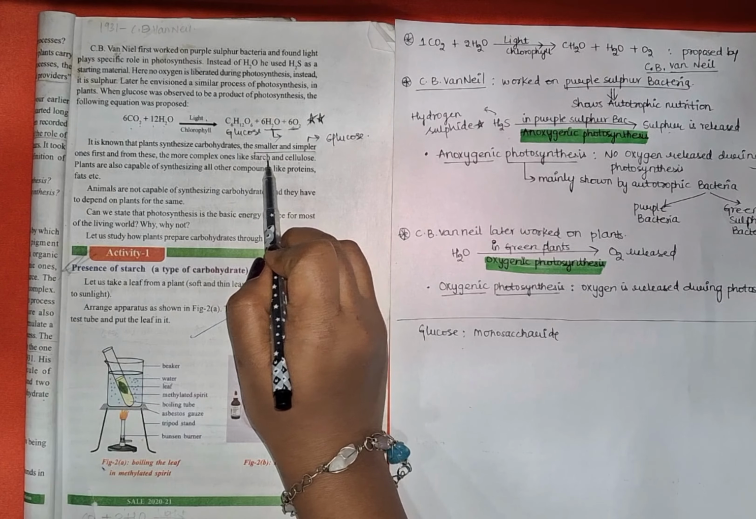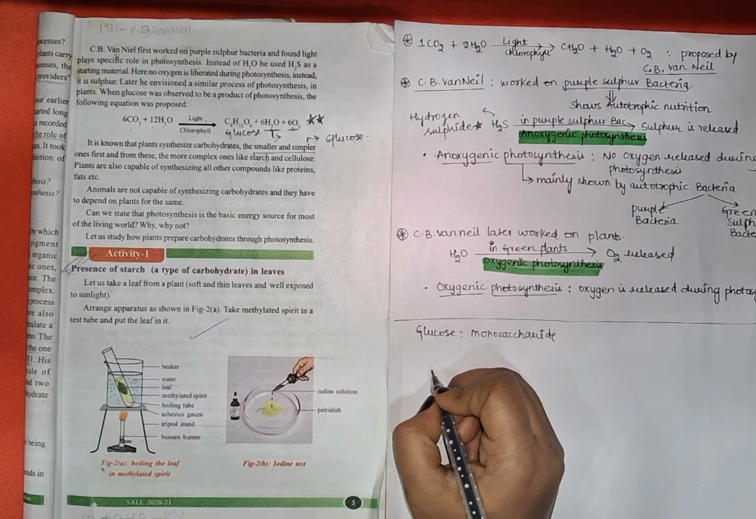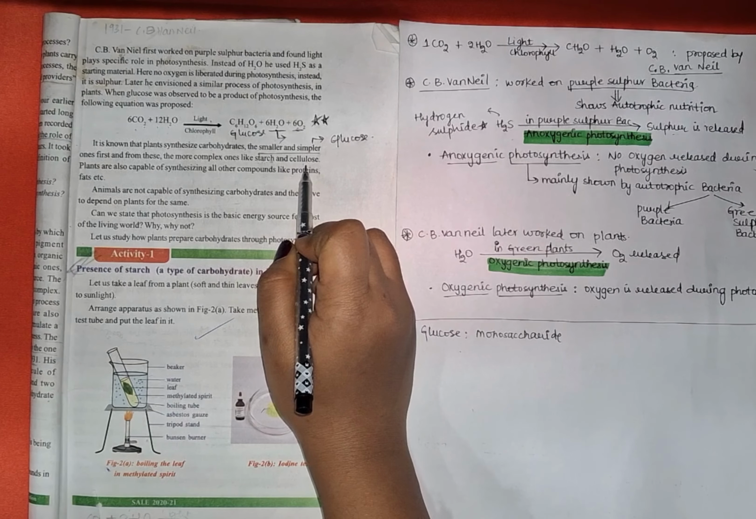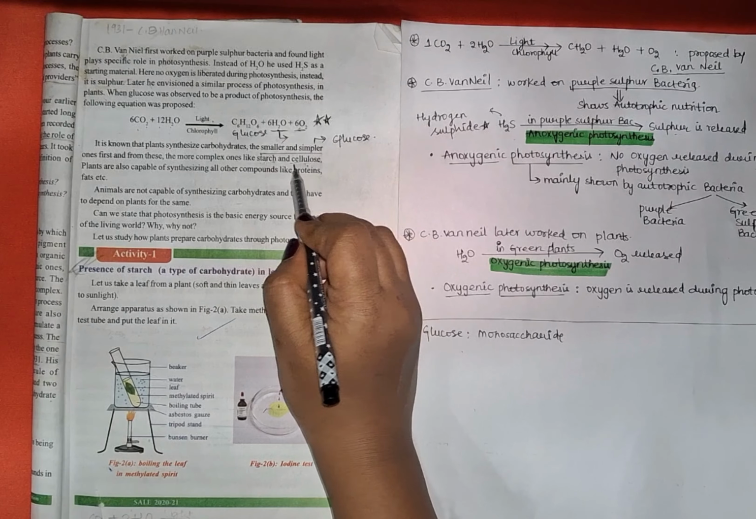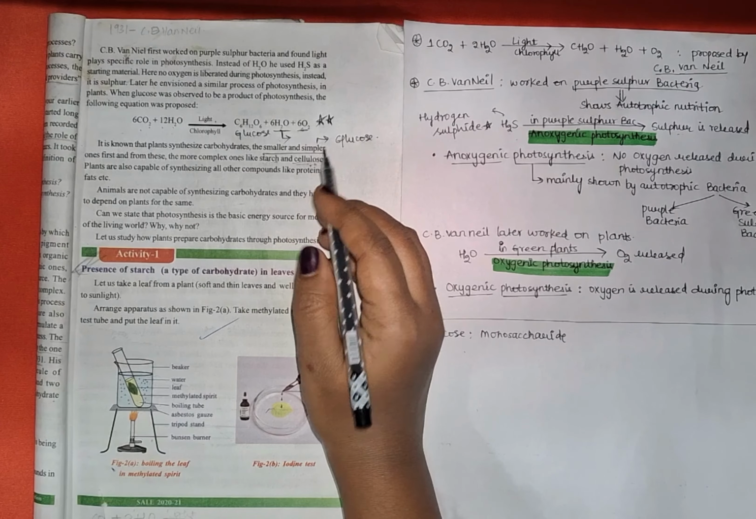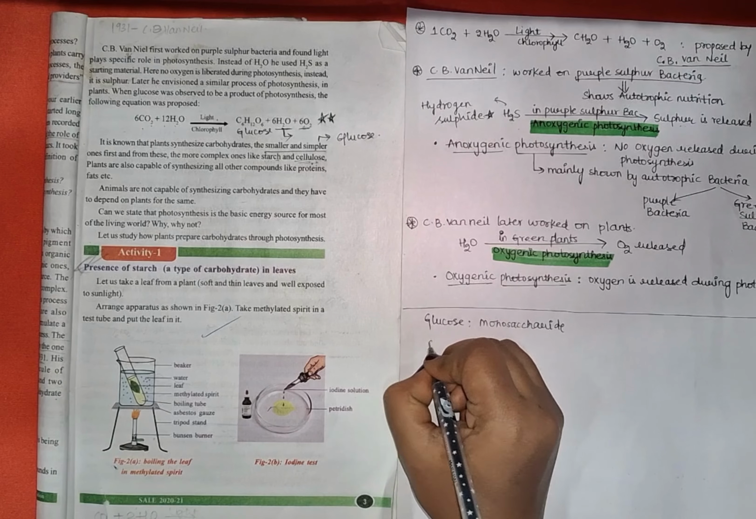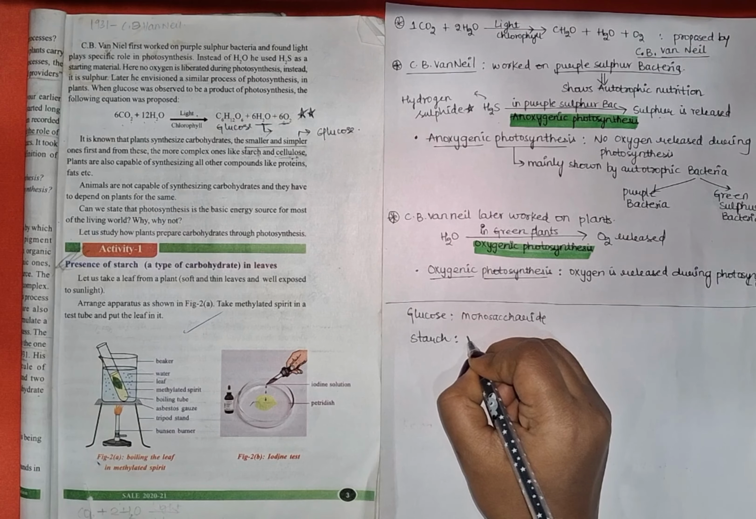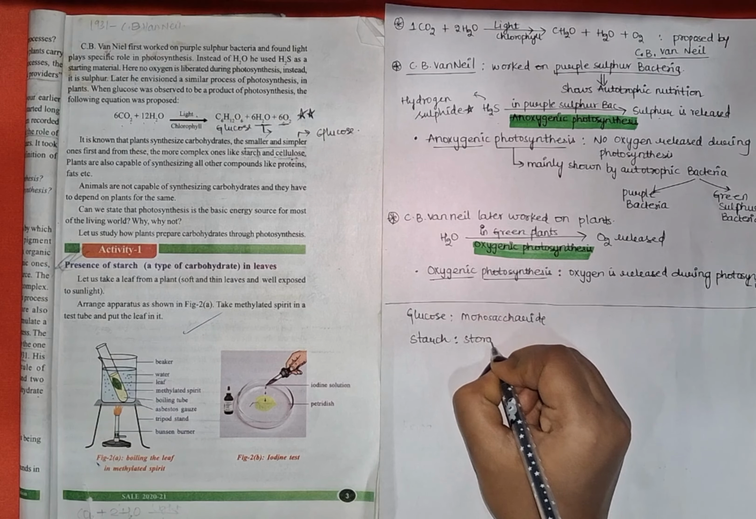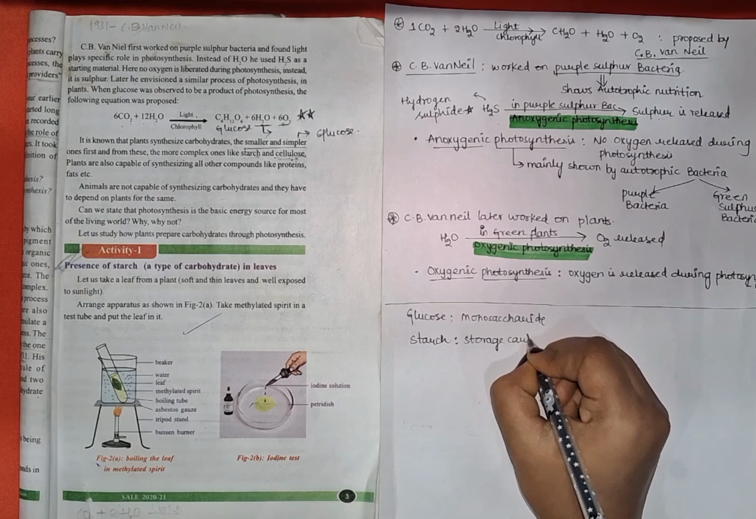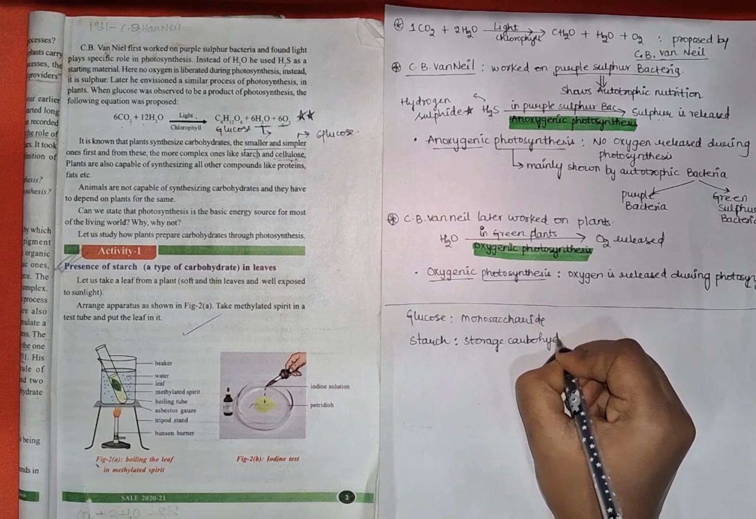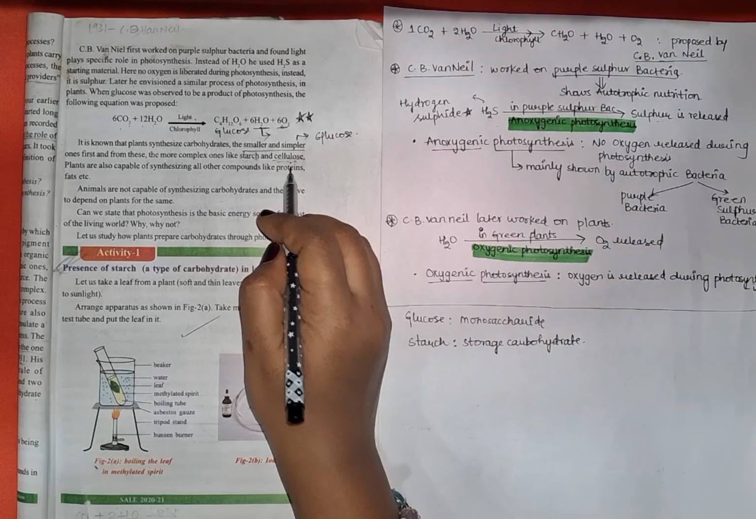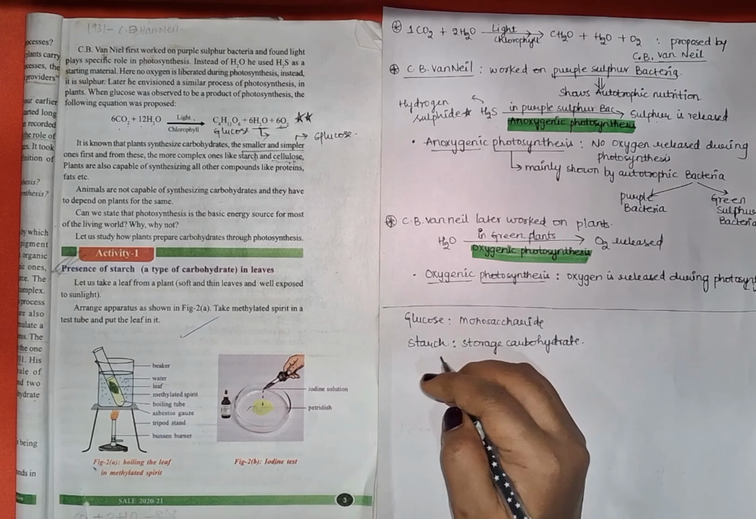Starch is used for storage, so it is called a storage carbohydrate. Whereas cellulose is used in structural components such as the cell wall. So starch is the storage carbohydrate. And the monosaccharide of both the starch and the cellulose is glucose.